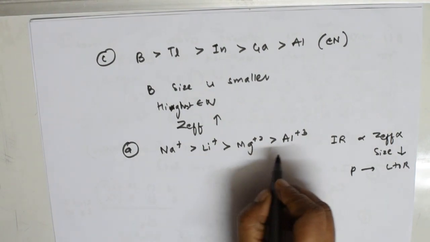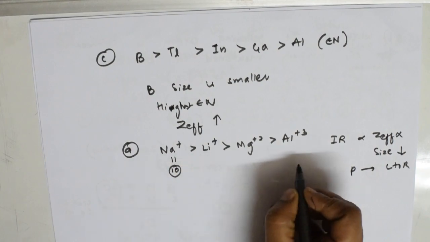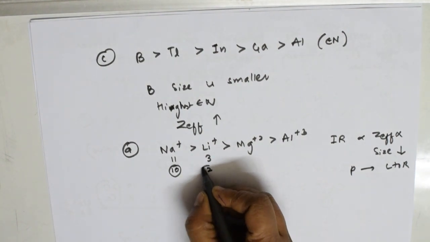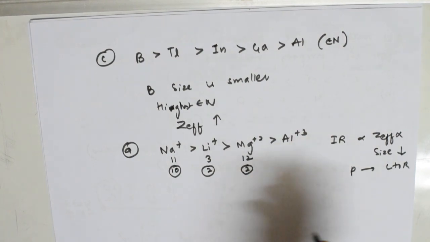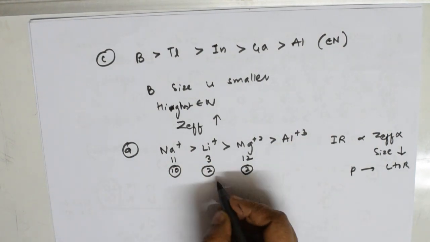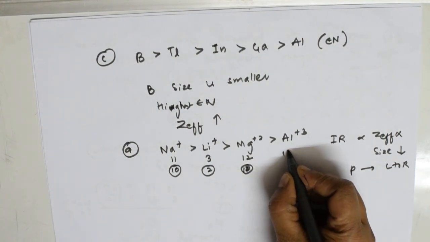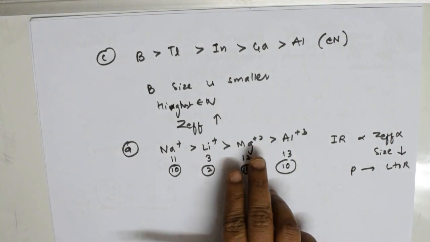Now, see here, sodium is 11, because of 1 electron loss, 10. I am going this way. Lithium also, it is 3, 1 electron lost. Magnesium 12, 2 electrons lost. Basically, after losing, how much does it become? Lithium becomes 2. Magnesium becomes 10. Aluminium 13, 3 electrons lost, 10. Right. So here what happens? Sodium is more than lithium. Lithium is more than magnesium, then aluminium.